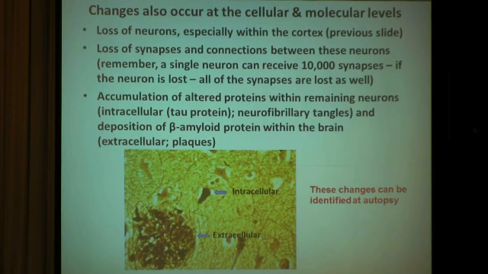So we say that pathologically, Alzheimer's disease is a disease of neurofibrillary tangles and plaques. And you hear those terms used. And what that means is that on autopsy, we will see all of these changes in the brain.